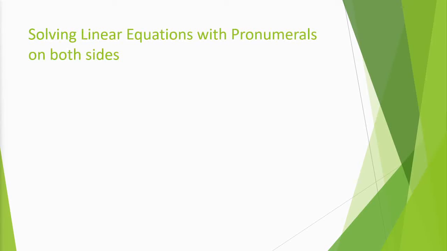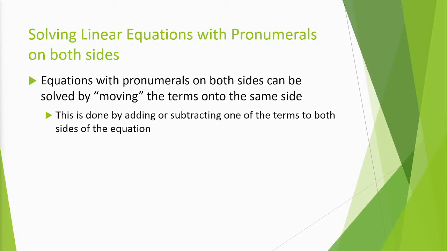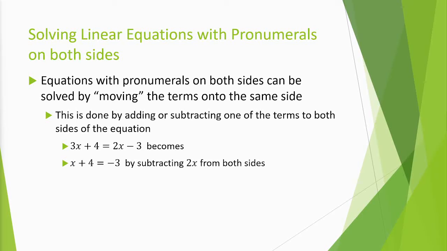So when we're solving equations with pronumerals on both sides, there's a couple of things we need to do. First, we need to move the pronumeral terms so that they're all on the one side. Now, with our questions, usually this can be done by just adding and subtracting, and we just pick one of the sets of terms on one of the sides and we do it to both sides of the equation. So for this equation here, 3x plus 4 equals 2x minus 3, we can take away that 2x from both sides and we're left with just x plus 4 on one side and the minus 3 on the other, or negative 3 left on that right hand side.